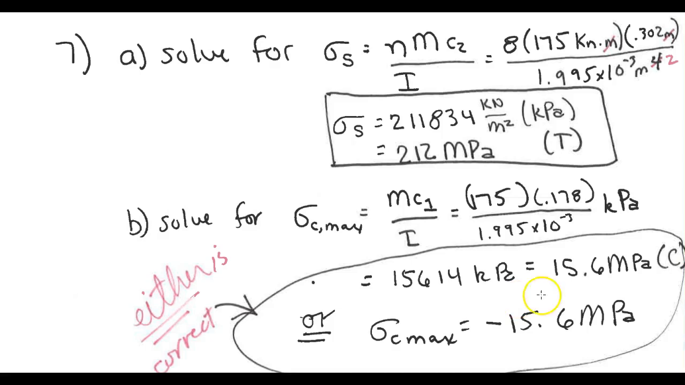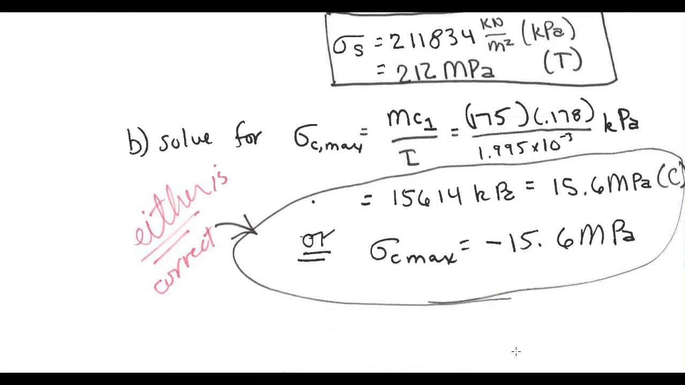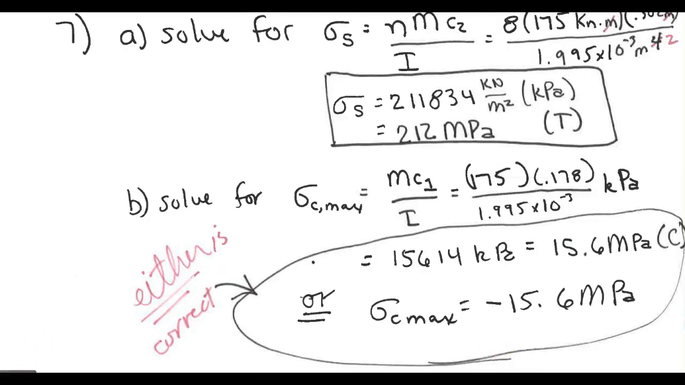Now this is the concrete. The moment is positive, so this is in compression. You can indicate that either by saying 15.6 MPa in compression or by saying negative 15.6 MPa. It's not really correct to say it's negative 15.6 MPa in compression, so you choose one or the other. All right, and that is the correct answer, and that's the solution to problem 449.